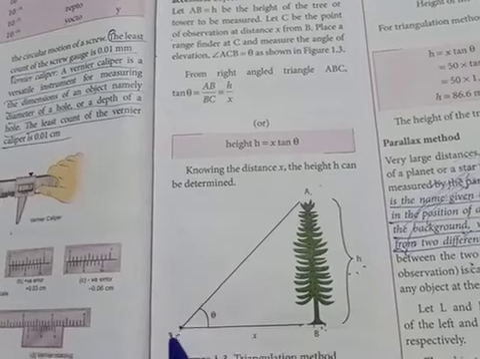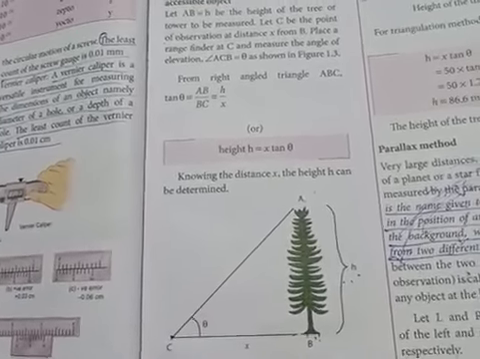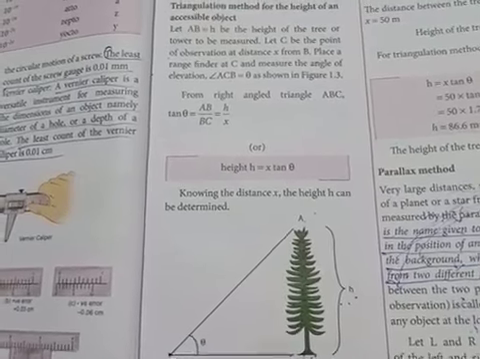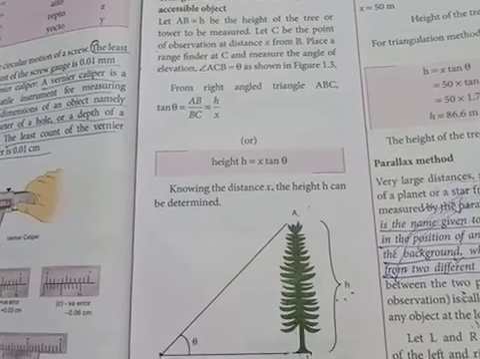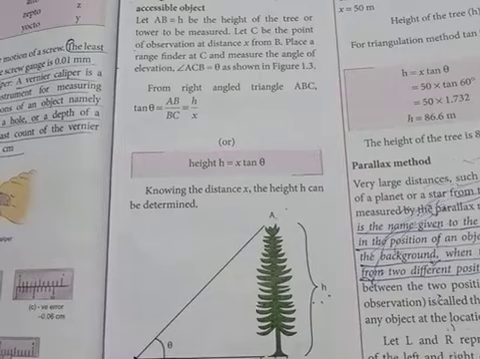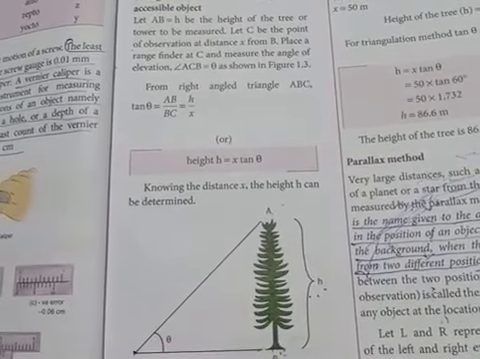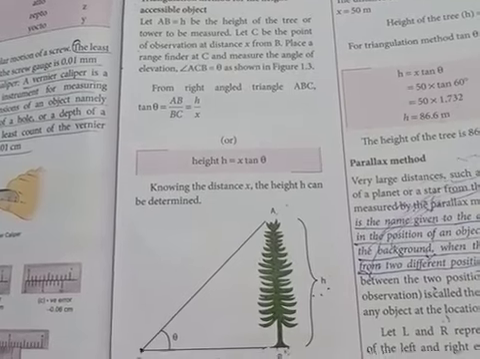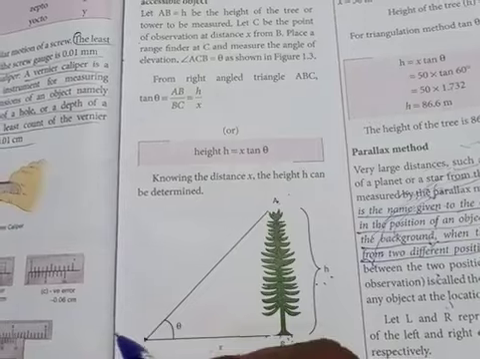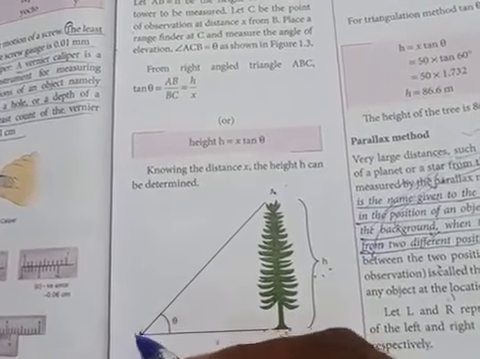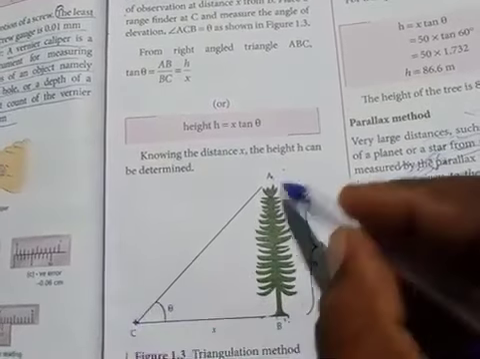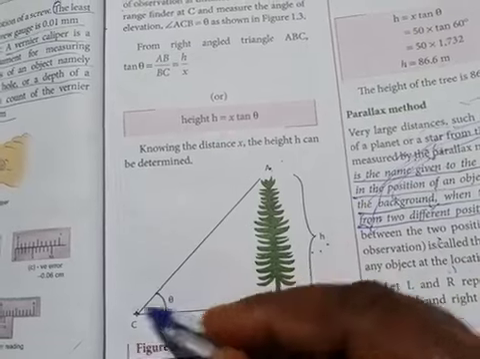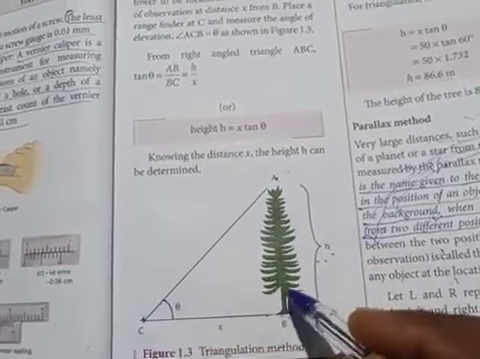So there is an observer. Assume that you are standing here, and now place a range finder at C and measure the angle of elevation. Range finder means it is an instrument. You stand in one place and hold that instrument, and you can measure the distance to the point far away. You want to measure this point A and you are standing at this point C, so you can use a range finder here, an instrument to measure distance from this point to this point. Now you will get an angle of elevation.